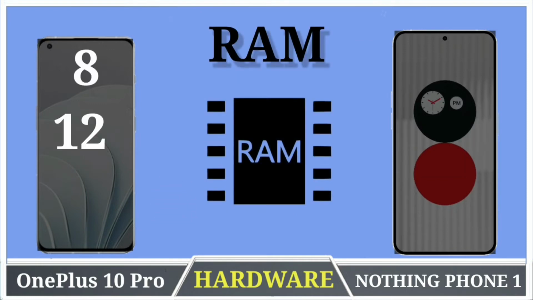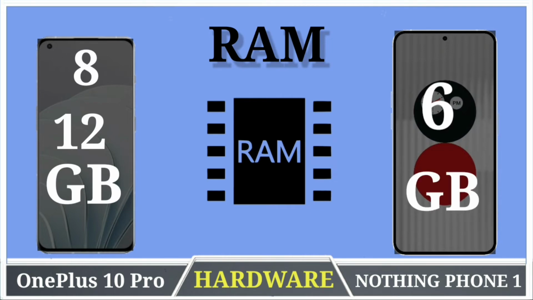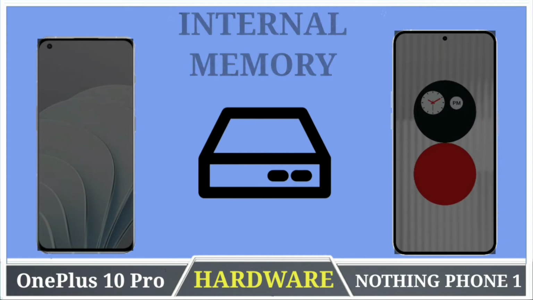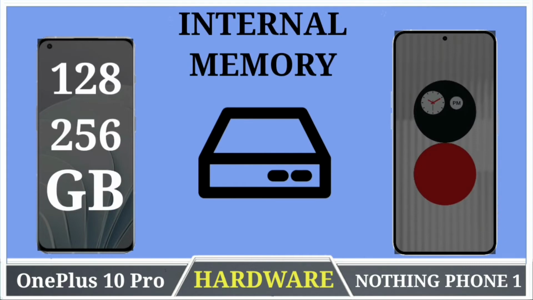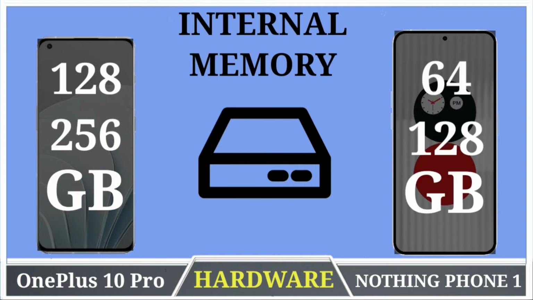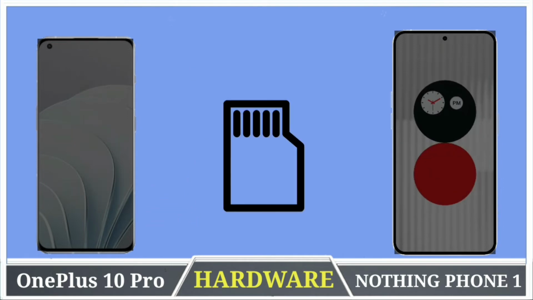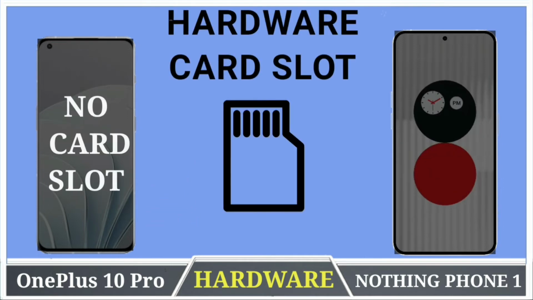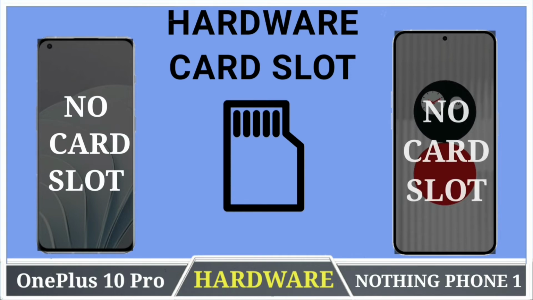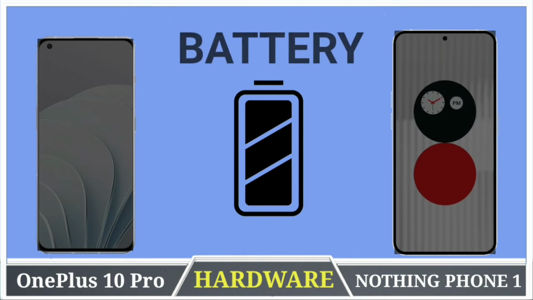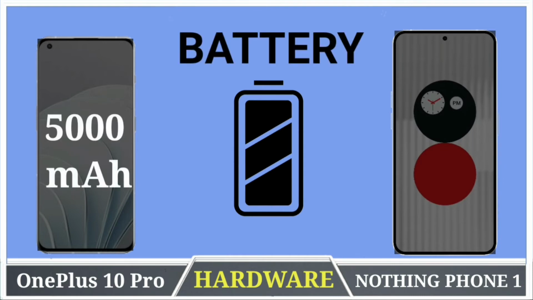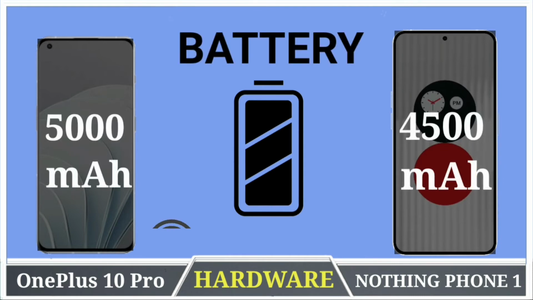RAM. OnePlus 10 Pro has 8GB and 12GB RAM variants and Nothing Phone 1 has 6GB RAM variant. Internal storage. OnePlus 10 Pro has 128 to 256GB internal storage and Nothing Phone 1 has 64 and 128GB internal storage. Hardware card slot. OnePlus 10 Pro doesn't support any card slot and Nothing Phone 1 also doesn't support any card slot. Battery. OnePlus 10 Pro has 5000 mAh battery and Nothing Phone 1 has 4500 mAh battery.